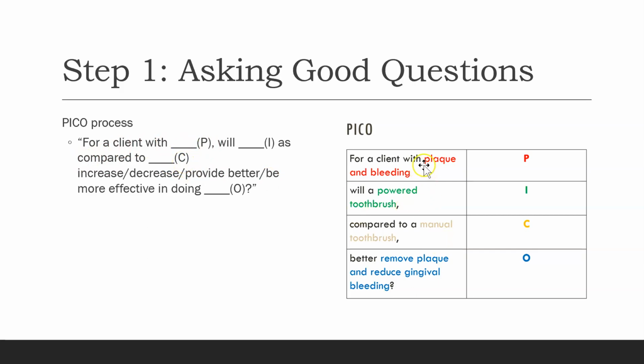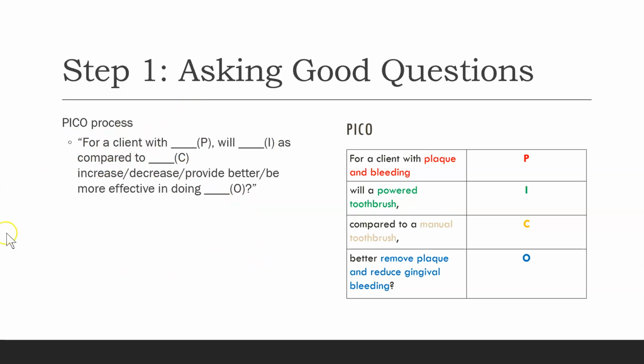So you could have, for a client with plaque and bleeding, will a powered toothbrush better remove plaque and reduce gingival bleeding? And you skip the C completely, but it's always better to have a C. So yes, you could have no comparison, but try to compare it to something. It just makes it stronger. And then O stands for outcome. What are we hoping for? Reduction in plaque, or perhaps reduction in bleeding. So O is the outcome. So when you write a PICO question, this is the format it should be in.